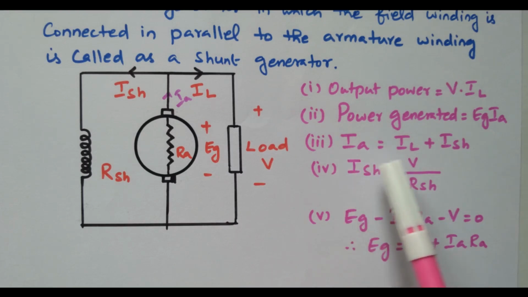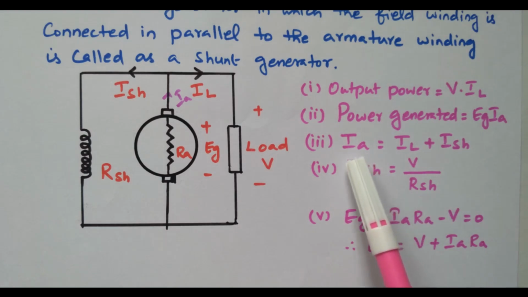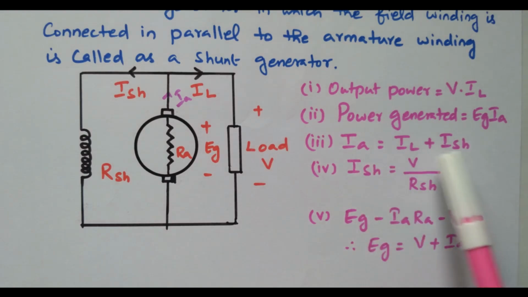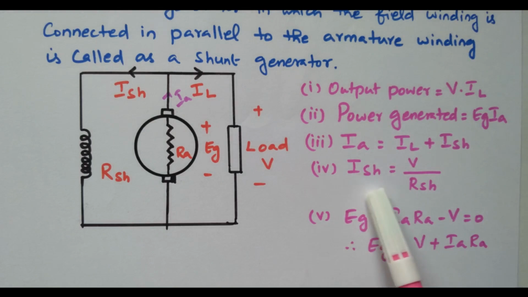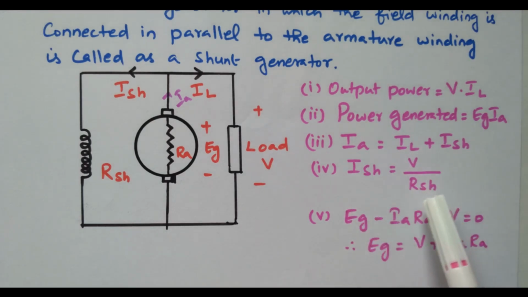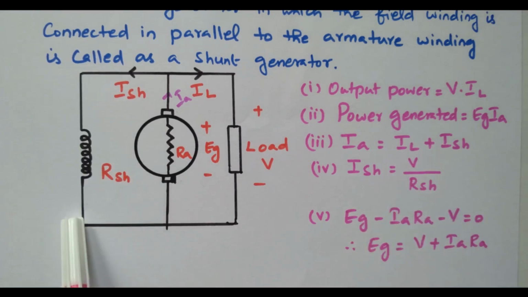Here IA equals IL plus ISH. The armature current is split into ISH and IL. ISH, the current flowing through the shunt field winding, is V divided by RSH, because the voltage across this RSH is the voltage across the load terminal. All are connected in parallel, right? So what is the KVL equation?